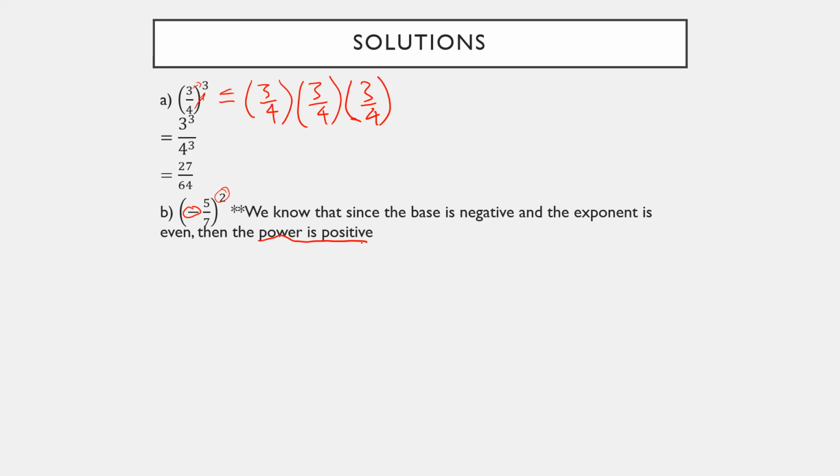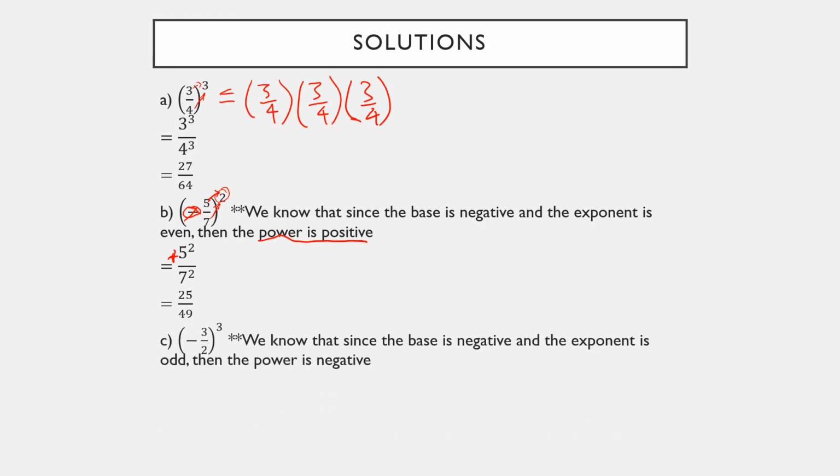So negative 5 over 7 to the power of 2 will definitely be positive. Before you even start, you know it's positive. So because it's positive, I don't even have to worry about that negative sign. I just put a reminder to myself that the answer is positive there. I simply take 5 to the power of 2 and 7 to the power of 2 and figure out my answer. 5 to the power of 2 divided by 7 to the power of 2 gives me 25 over 49. And that's it.